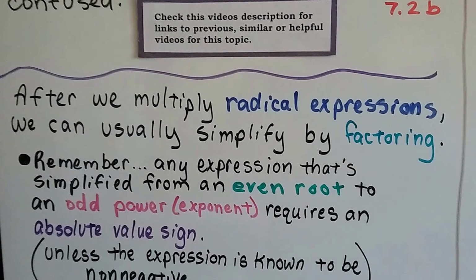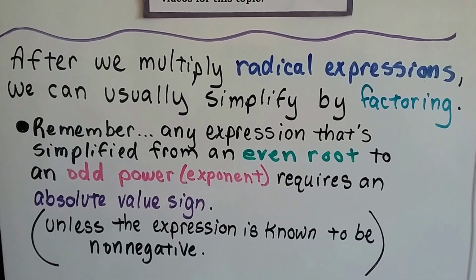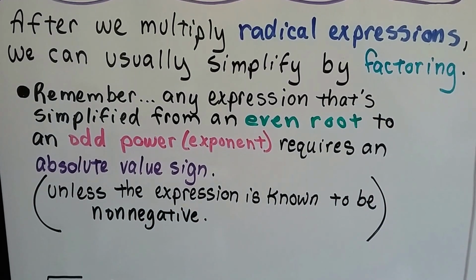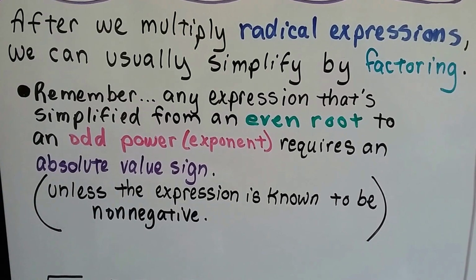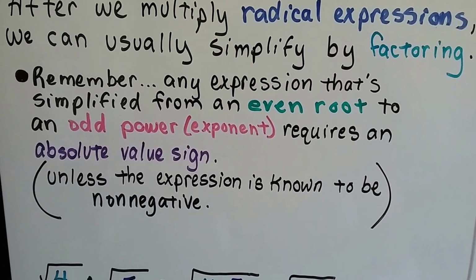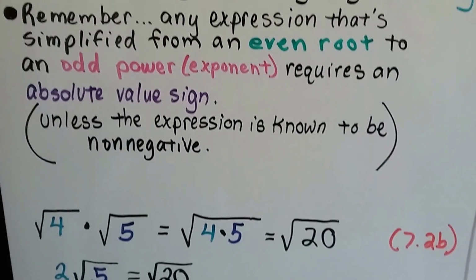After we multiply radical expressions, we can easily simplify by factoring. And remember from the previous video, we said that any expression that's simplified from an even root to an odd power, an odd exponent, requires an absolute value sign unless the expression is known to be non-negative.